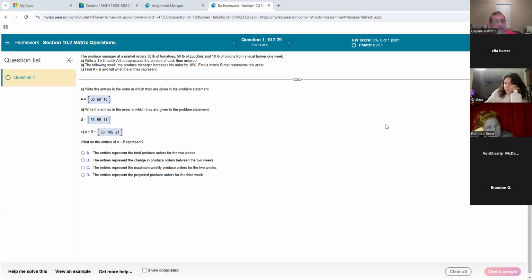So what y'all think? Read the 4 answers and see what you think it is. A, B, C, or D. A says it's the total produce order for 2 weeks. B says it's the change in orders between the 2 weeks. But now remember, the change in the order was just that 10%.